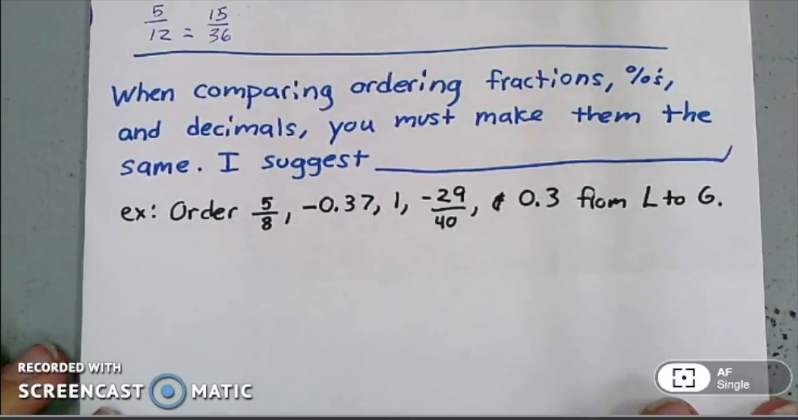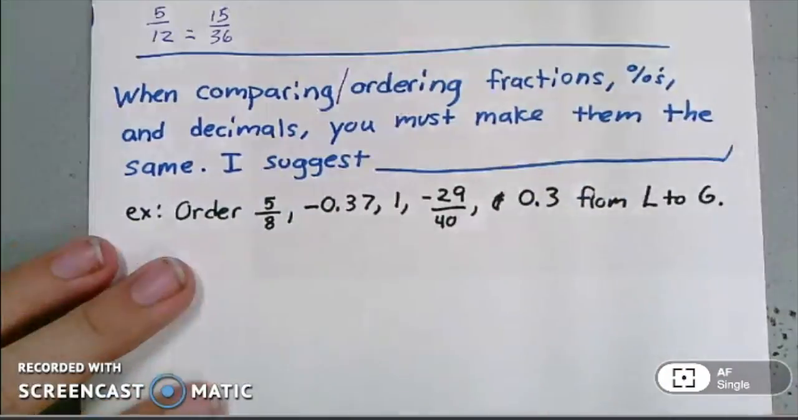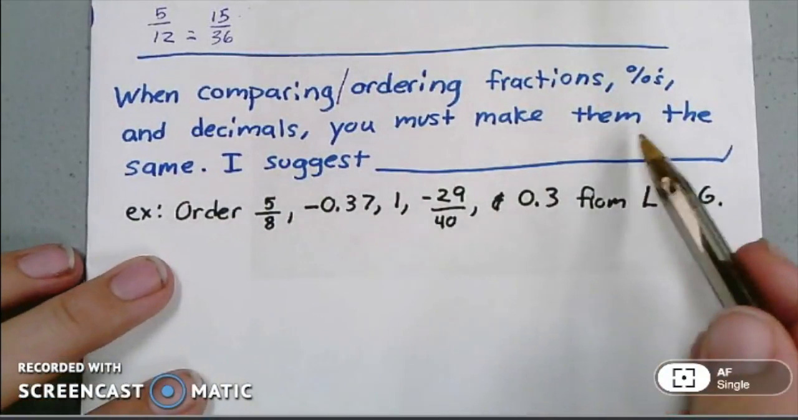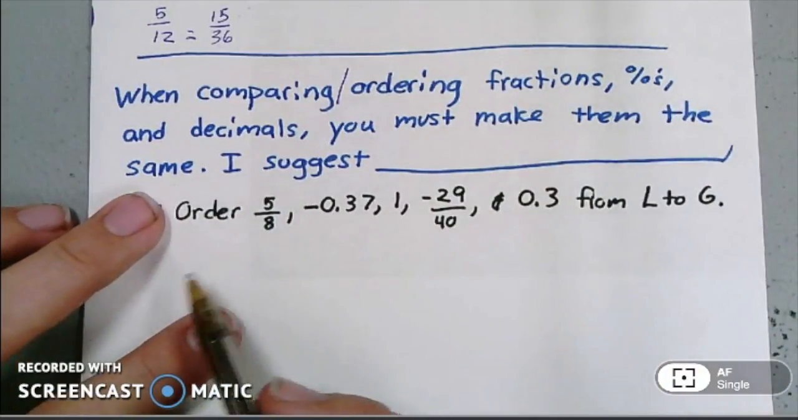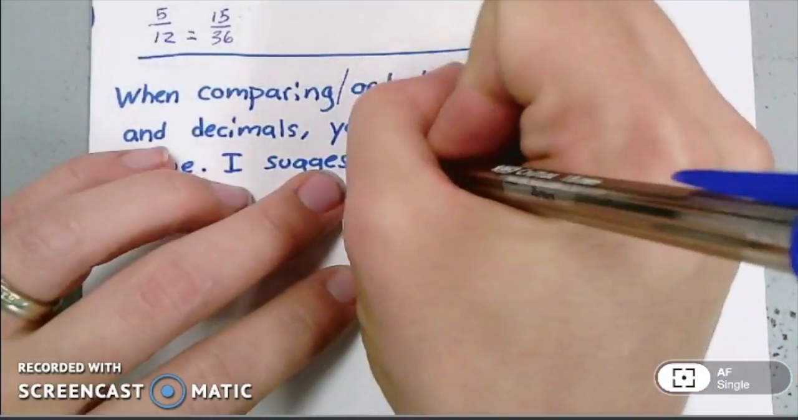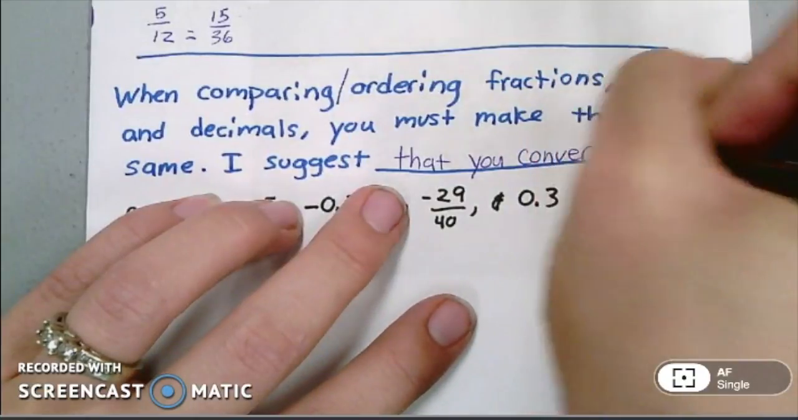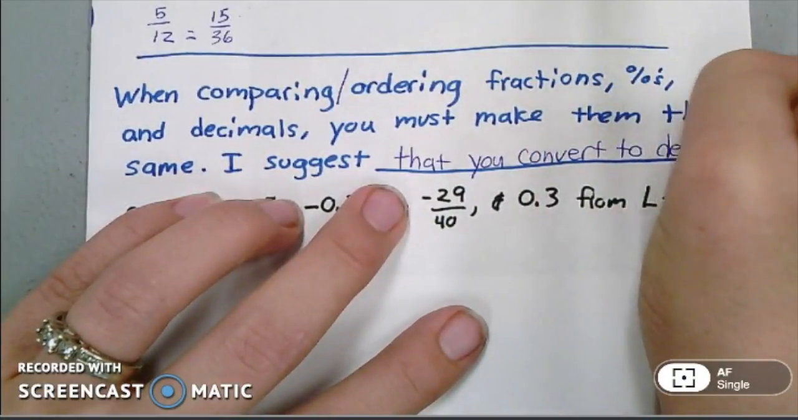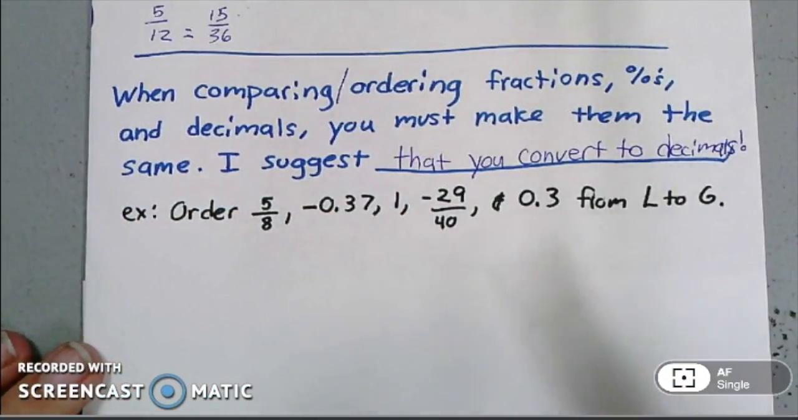But what happens if I have some fractions, some decimals, some percents maybe even? So when comparing or ordering fractions, percents, and decimals, you must make them the same. They all have to be decimals, or they all have to be fractions, or they all have to be percents. I suggest that you convert to decimals. In my experience, that is the easiest. Finding least common multiples of many numbers and many fractions can be a bit of a pain. So if we go to decimals, it's nice and easy.